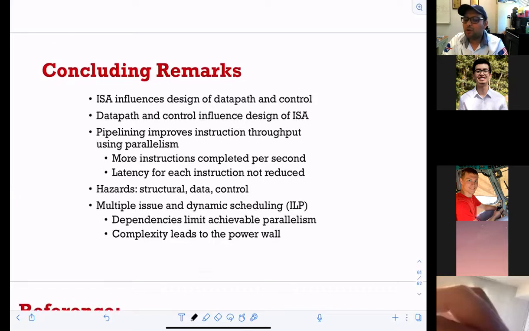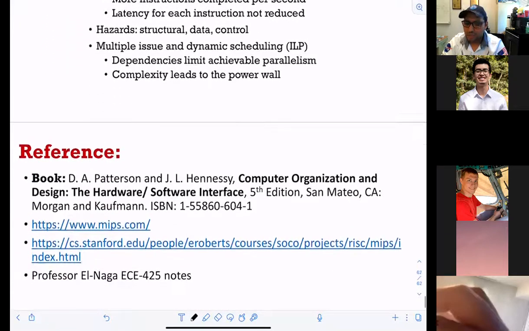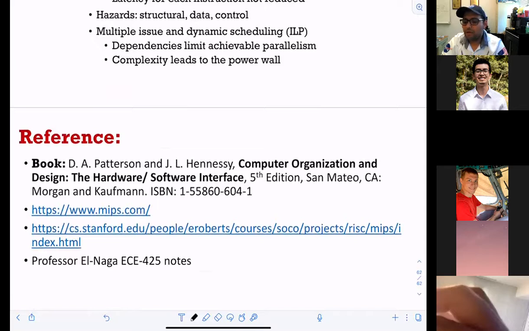Here are a bunch of concluding remarks. You can figure them out based on our discussions. And the references for the whole entire work and the slides I shared with you are chapter 4 from the Hennessy and Patterson book, the official website for MIPS architecture, the Stanford team who built the VLSI part of the MIPS processors, and Naga's notes I used 4 or 5 years ago, I don't know, when I started working at Calpoly. If you have any questions, let me know.